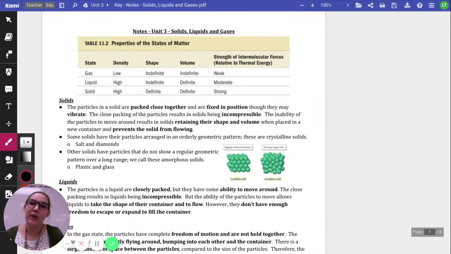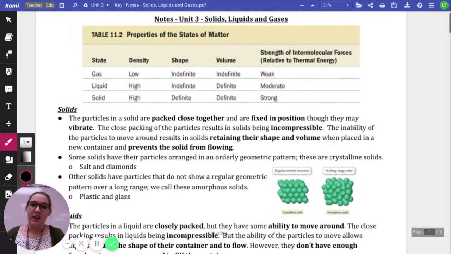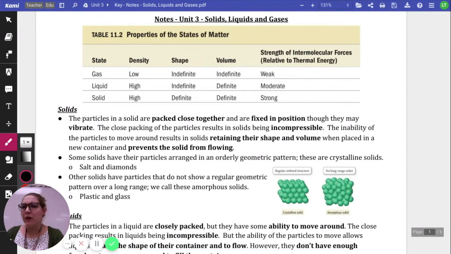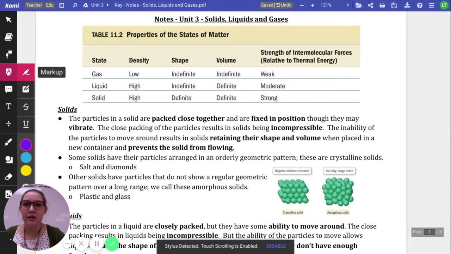In this video, I will be going over basic properties of solids, liquids, and gases. Let's get started. All right, guys, so you probably have a pretty good understanding of the properties of solids, liquids, and gases at this point, but we're just going to go through them. So we're going to start by going through this table. So let's start with gases.